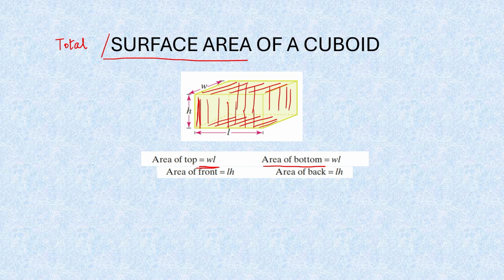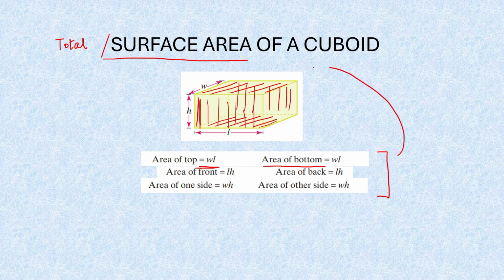Now similarly, we'll find the area of the other two faces, the one on each side. What will be the area of this? It will be W into H. So the area of one side is WH and the area of the other side is also W into H. Now we'll add all these areas together to find the total surface area.